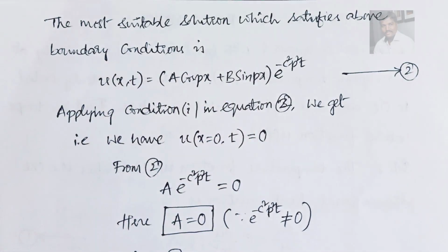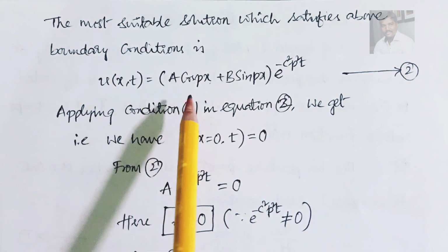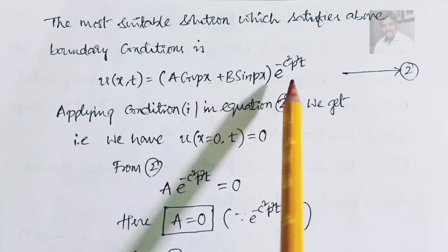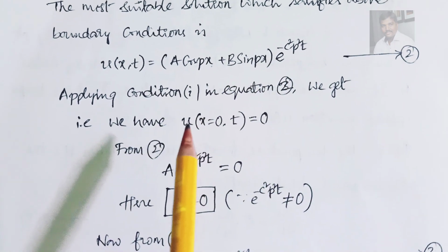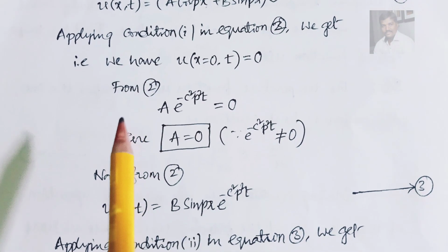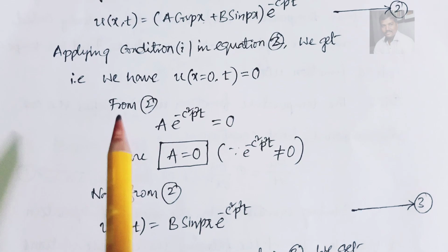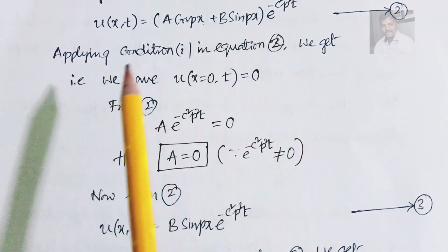The most suitable solution which satisfies the above boundary conditions is the second one, u of x comma t is equal to (a cos px plus b sin px) into e power minus c square p square t. That is equation number 2. Now apply all the boundary conditions and initial conditions to get these a, b values and p also.